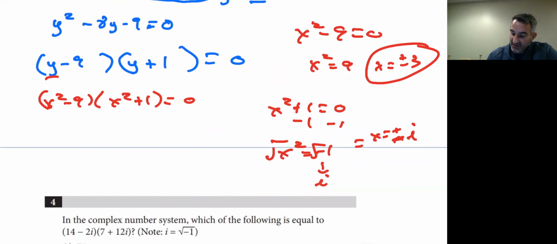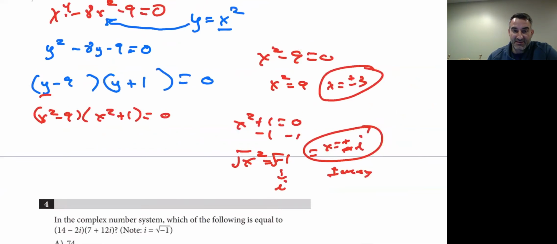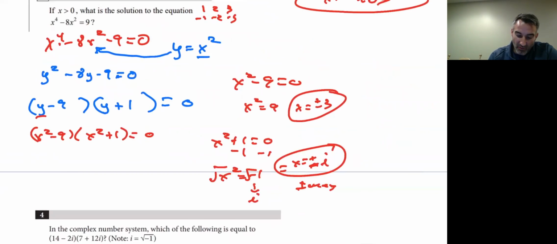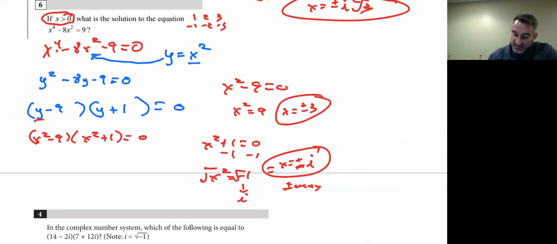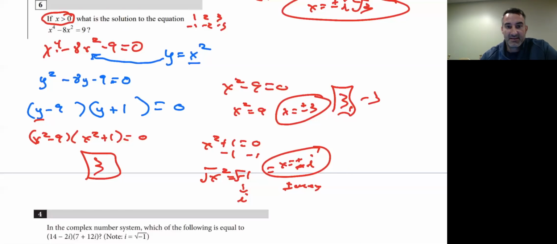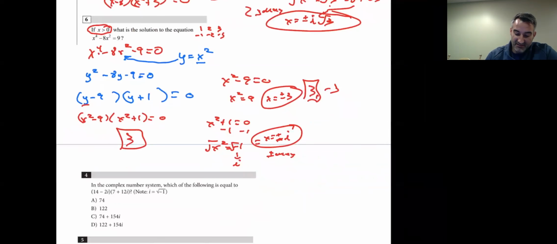Now, that's imaginary. So now I got to answer the question. I only know x is greater than 0. So it can't be imaginary. So here, this answer is 3 and -3. So it has to be greater than 0. So my answer is 3. One answer. Okay, one answer. So that's straight off the SAT right there.